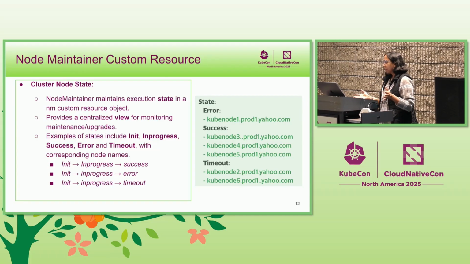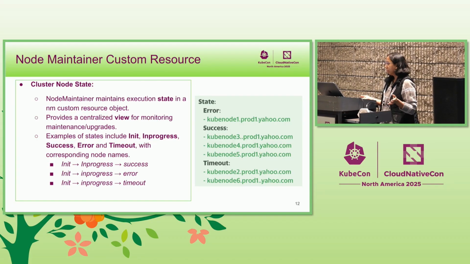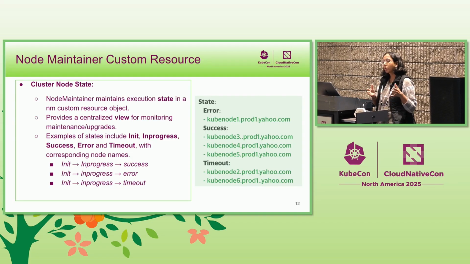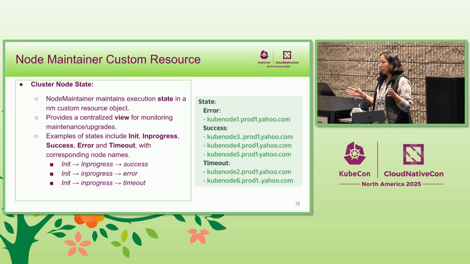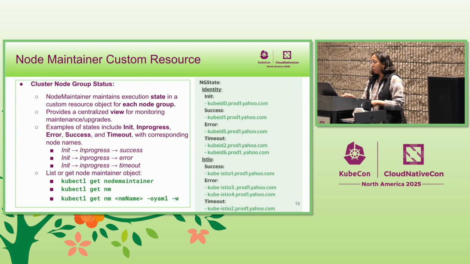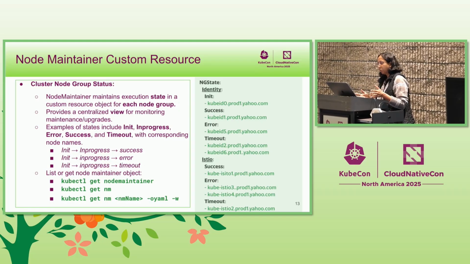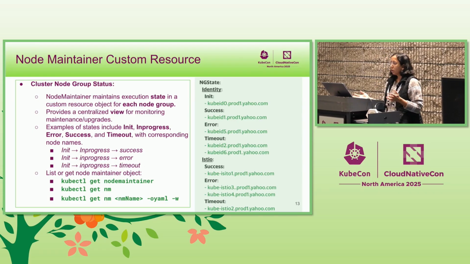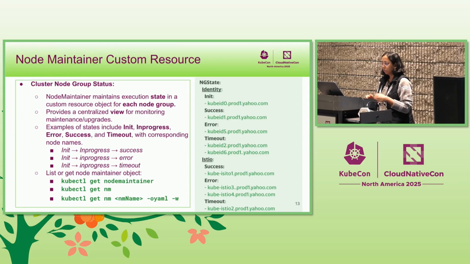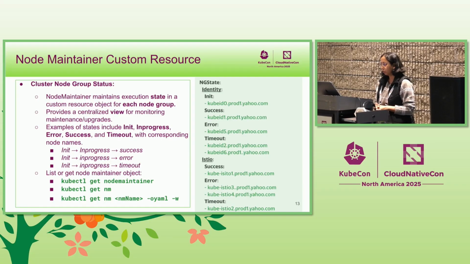While I'm performing this maintenance task, how do I know the status of my maintenance going on? The node maintainer custom resource, once submitted, also provides you a view of what is going on with your maintenance task. Towards the end of this Linux upgrade, it can fall into three buckets: either it is successfully done, errored, or it has simply timed out. And if you have configured different node groups or flavors of node groups in your custom resource, it will also provide you the view at each node group level. How do I view this status? You can simply use the kubectl command: kubectl get node maintainer or get nm, -o yaml and -w for watching, and you can watch the live status of your maintenance task happening on your Kubernetes worker nodes.